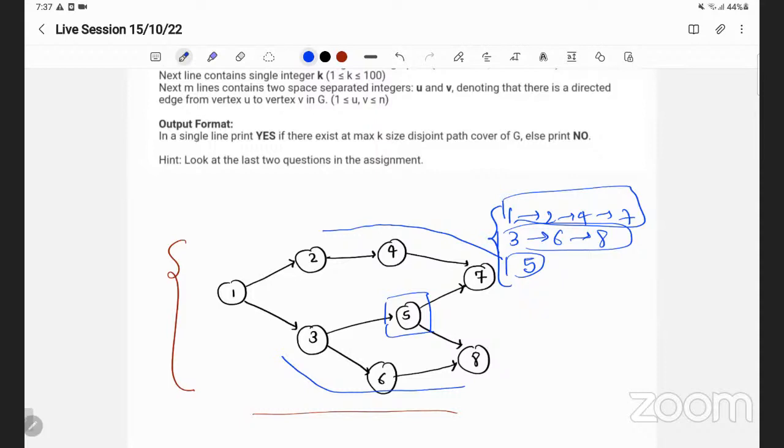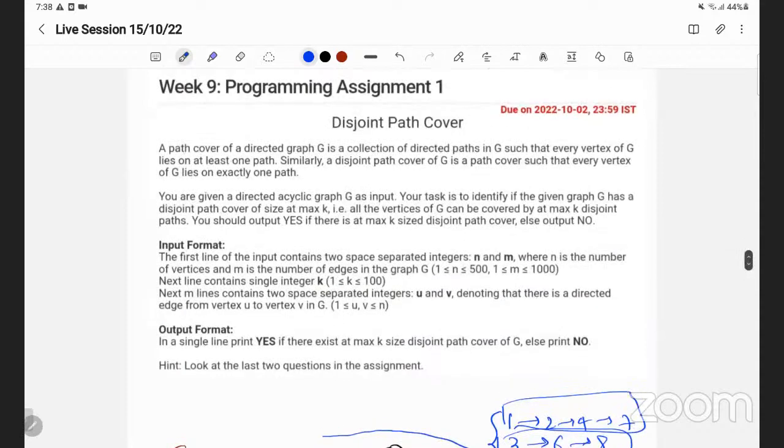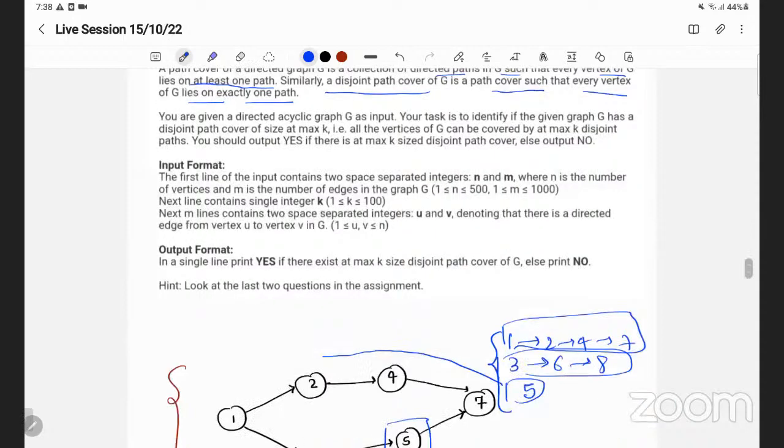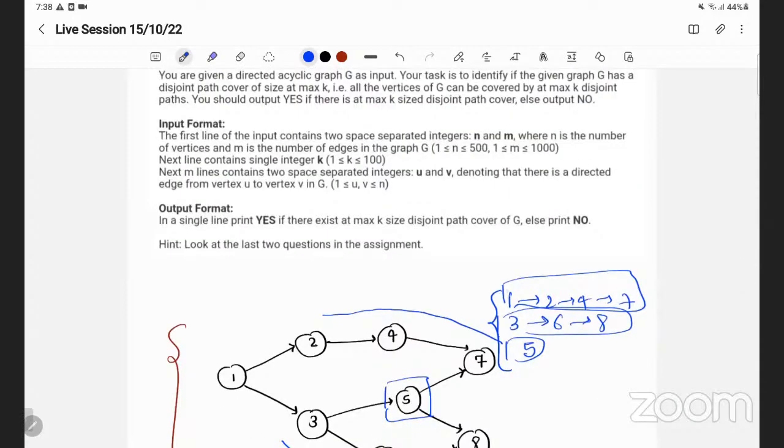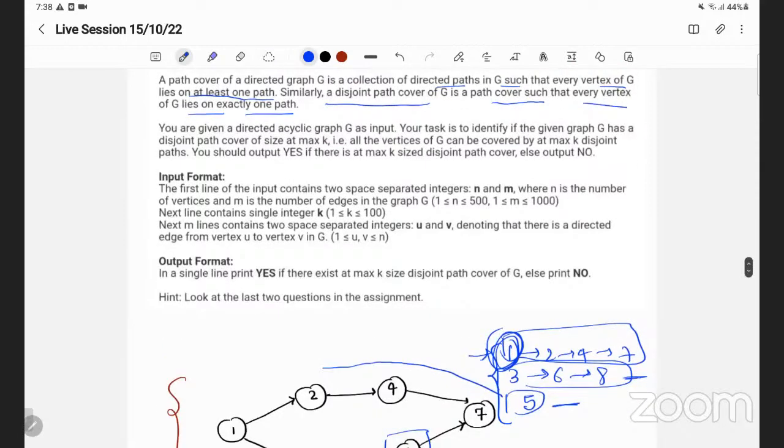And let's read what the question was about. A path cover of a directed graph G is a collection of directed paths in G such that every vertex of G lies on at least one path. Similarly, a disjoint path cover of G is a path cover such that every vertex of G lies on exactly one path. So the vertex should not repeat. Once a vertex, say 1, has appeared on a path, this vertex should not come on any other considered path. So this is a property of disjoint path cover, right? Any doubt in the understanding of disjoint path cover?